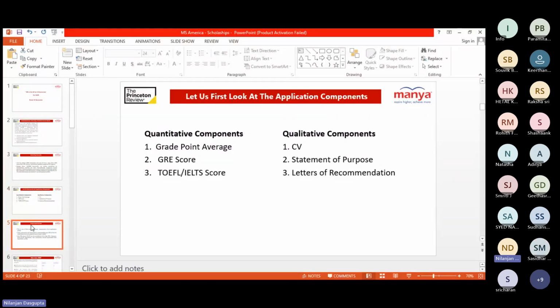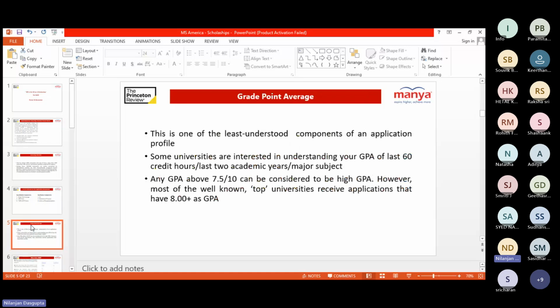GPA, grade point average. If I consider 10 as the highest mark and 3 or 4 as the lowest mark, then anything about 8, 7.5 and above is a decent score. If it is more than 8, fantastic. If it is 8.5, very good. If it is 9 and above, then you are a very good candidate for all universities in USA.